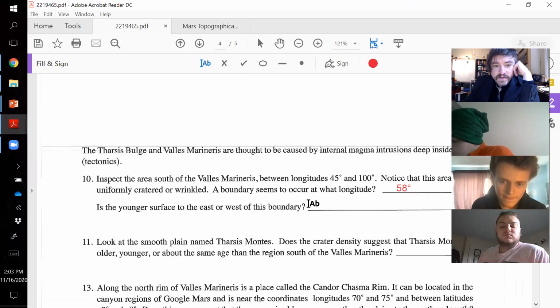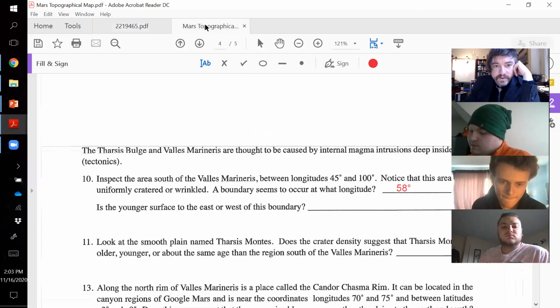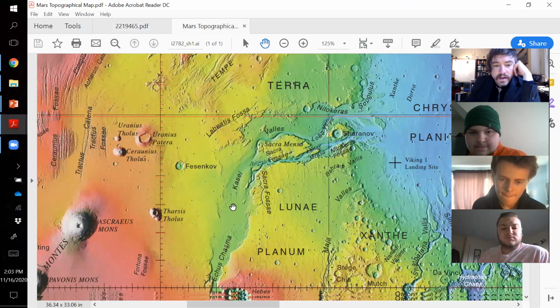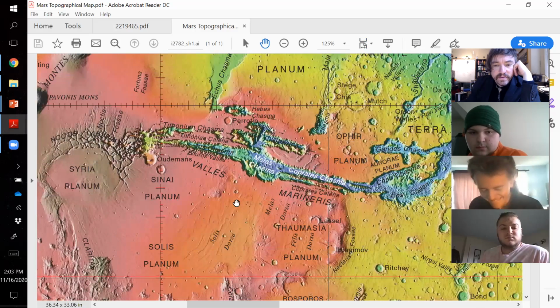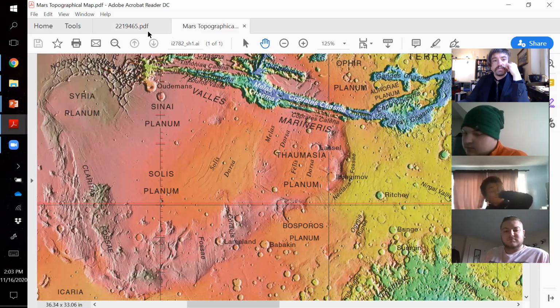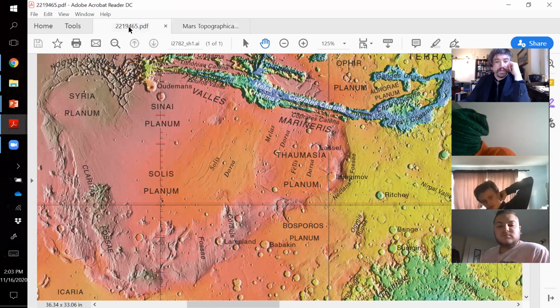Is the younger surface to the east or the west of this boundary? East, I think. Wait, east is yellow, west is red. Which is the younger surface? Oh, then west. West is the younger surface, right? Okay.